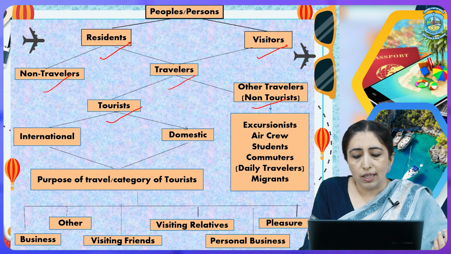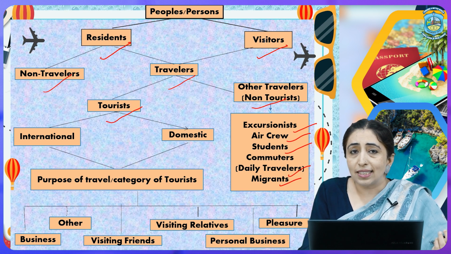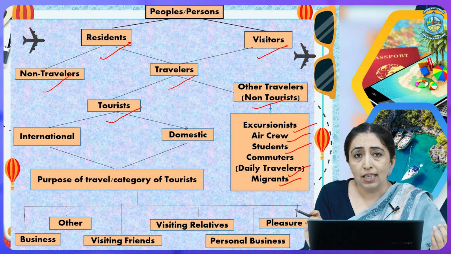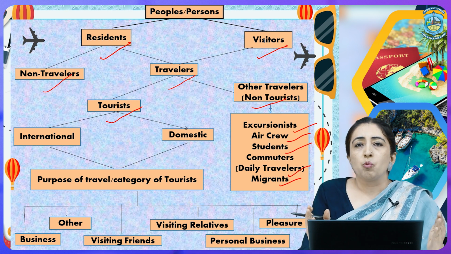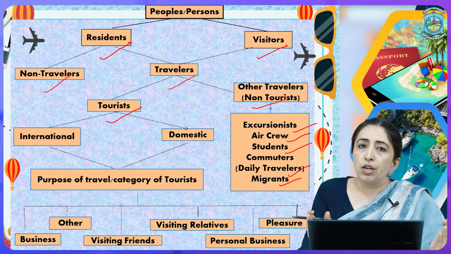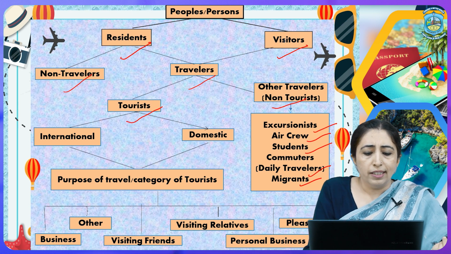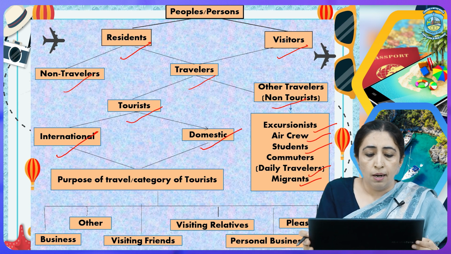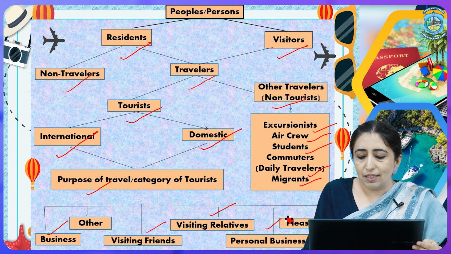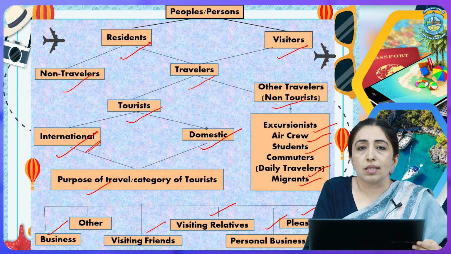In the list of non-tourists, we have excursionists, air crew members, students, migrants, and daily travelers. Here, the meaning of excursionist is a person going somewhere out for just a one-day excursion, not staying 24 hours. Further, in the classification of tourist, we have international tourist and domestic tourist. But here the purpose of the travel should be business, VFR, visiting friends and relatives, personal business, or maybe pleasure.